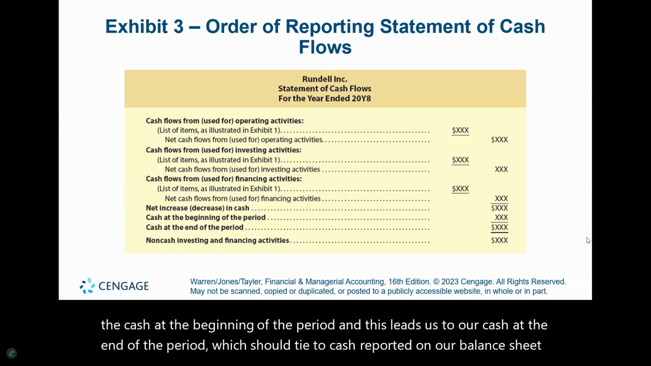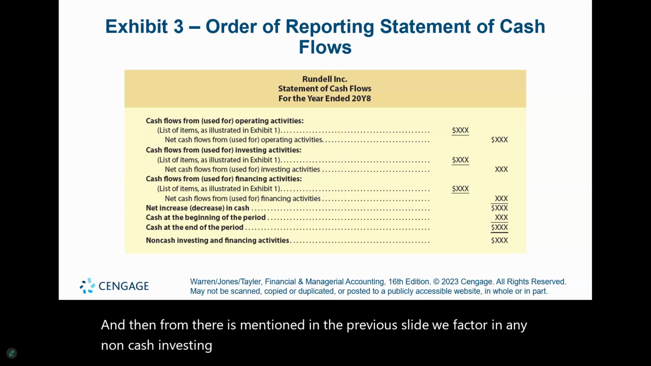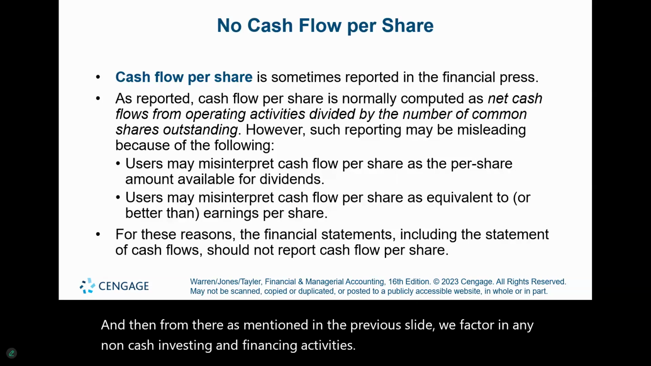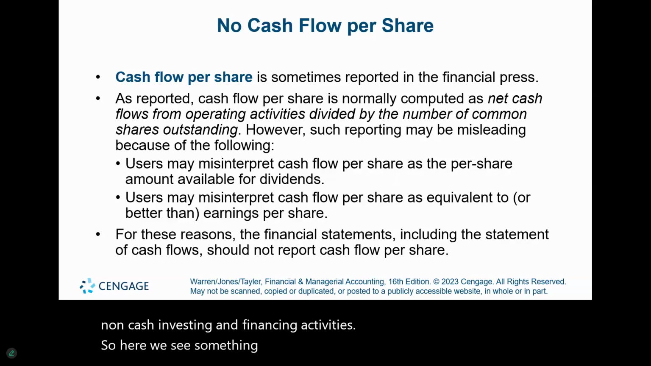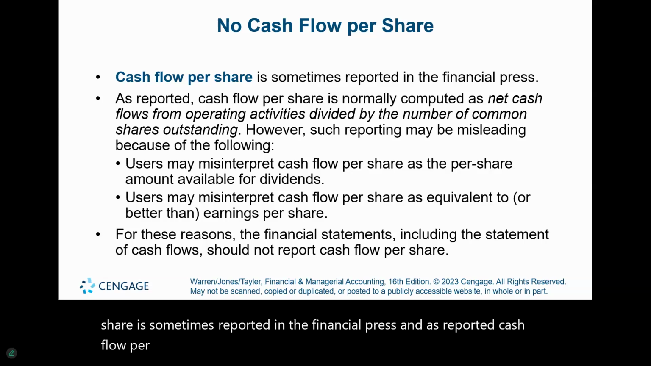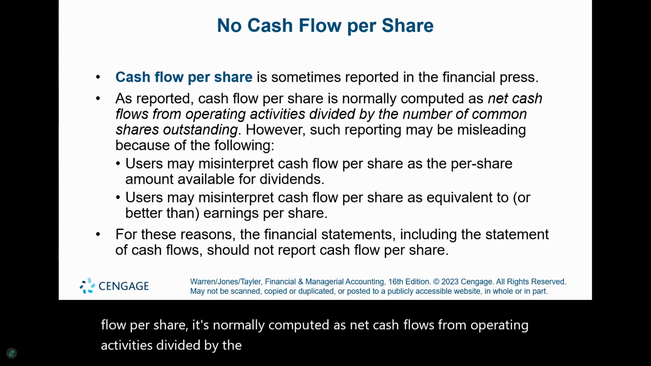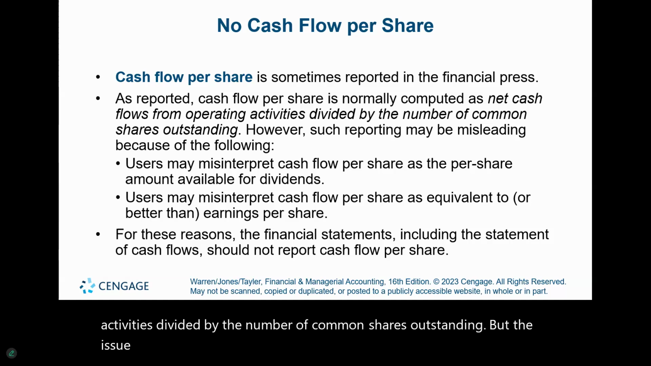And then from there, as mentioned in the previous slide, we factor in any non-cash investing and financing activities. So here we see something called cash flow per share. Cash flow per share is sometimes reported in the financial press. As reported, cash flow per share is normally computed as net cash flows from operating activities divided by the number of common shares outstanding. But the issue is sometimes this reporting can be a little misleading.